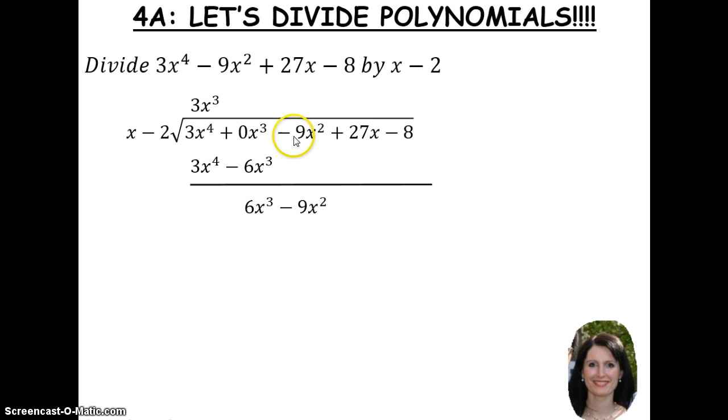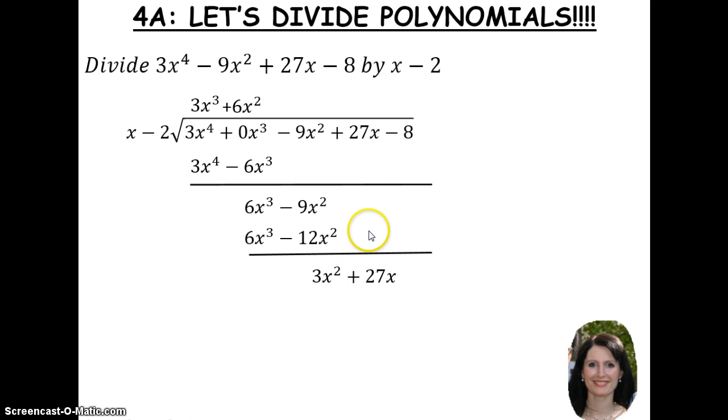I'm going to bring down the negative 9x squared as well. X into 6x cubed goes positive 6x squared. 6x squared times x gives me 6x cubed. 6x squared times negative 2 gives me negative 12x squared. Let's subtract. 6x cubed minus 6x cubed gives me 0. Negative 9x squared minus negative 12x squared gives me positive 3x squared.